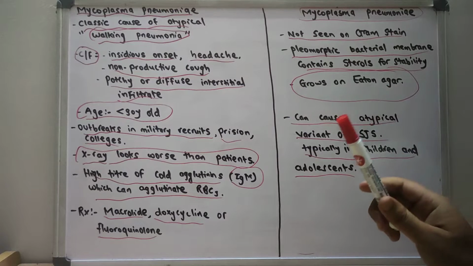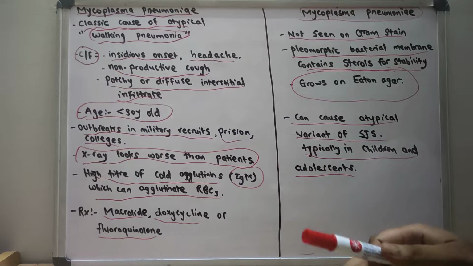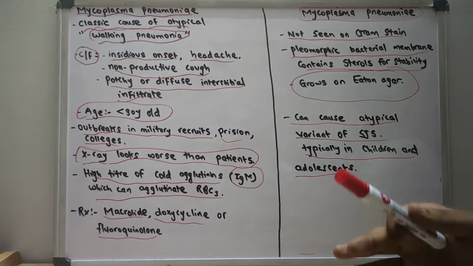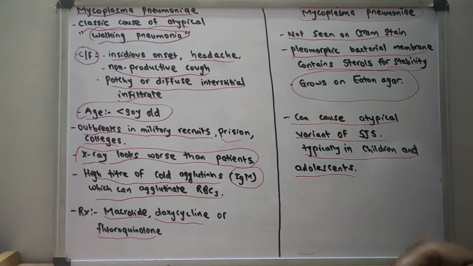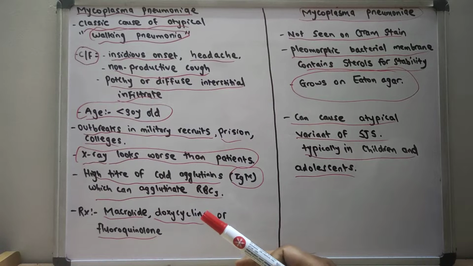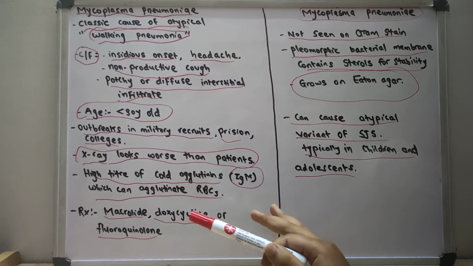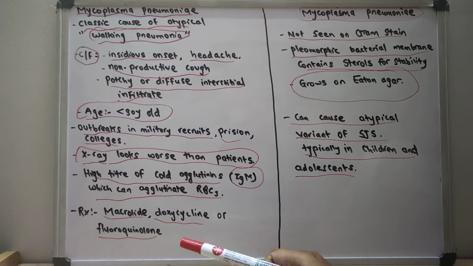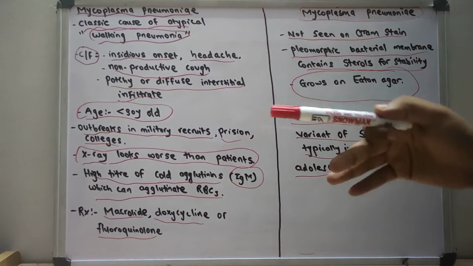Typically the symptoms are very mild. I mean the symptoms are very mild compared to what we look at on the chest radiographs, and we specifically treat this Mycoplasma pneumonia with the macrolides, usually azithromycin.